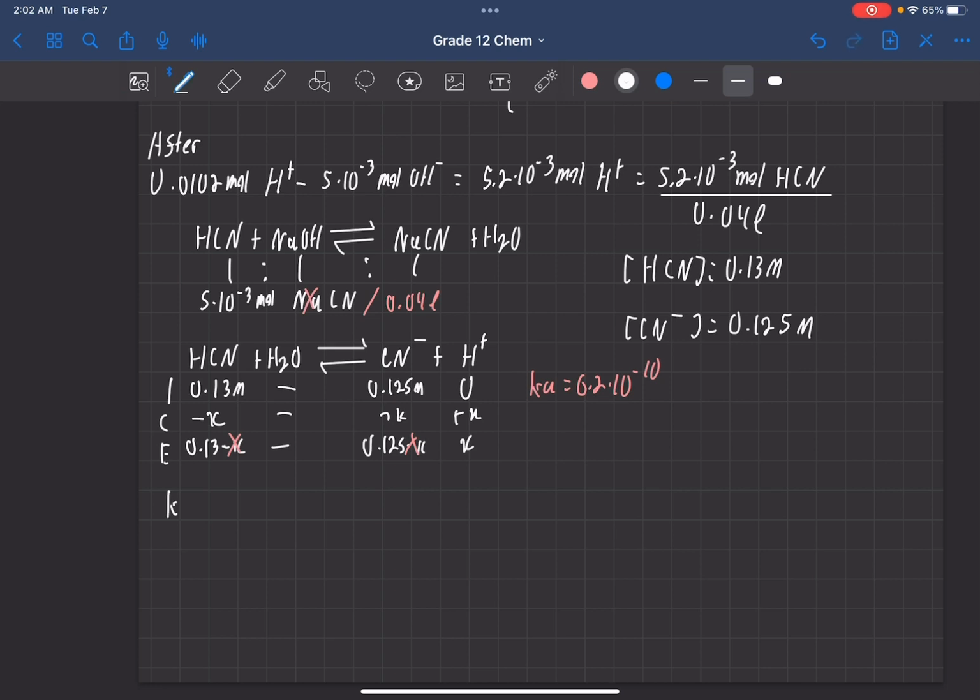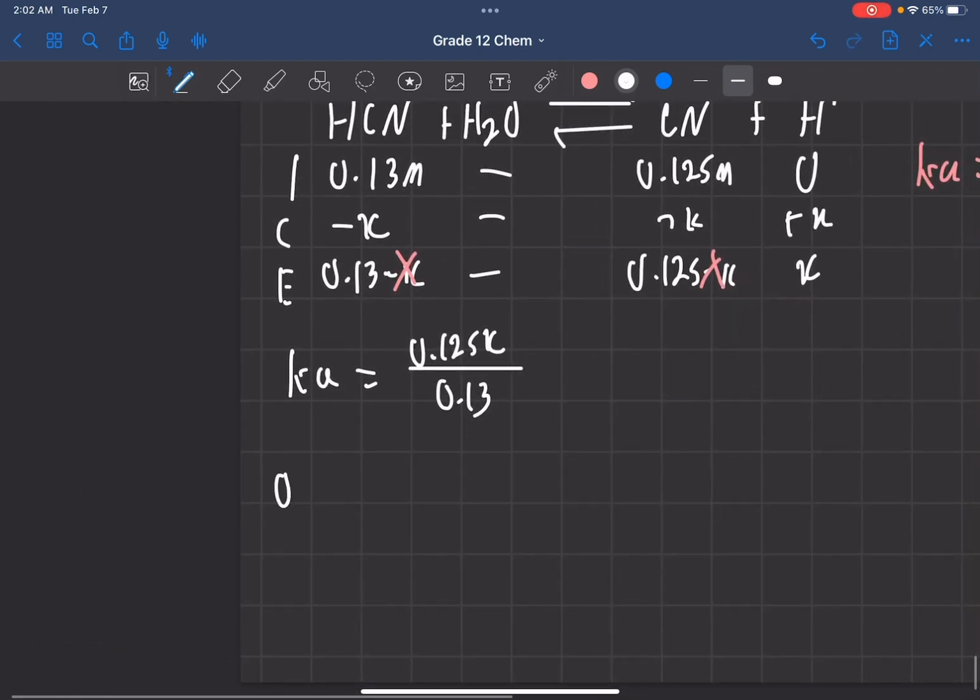And we just solve for x, right? So Ka equals 0.125x all over 0.13. Notice how this is around a 1-to-1 ratio, right? So if we wanted to, you could cancel these out, and we can say Ka equals x, or x equals 6.2 times 10 to the negative 10, which is the proof for a buffer. However, we're going to give the exact result for more accuracy.